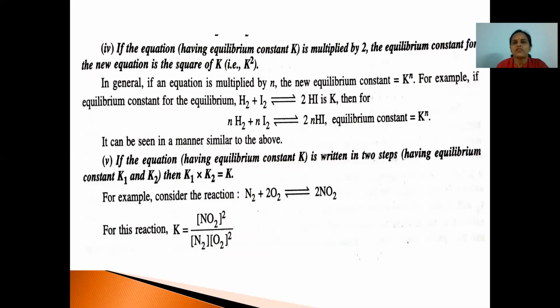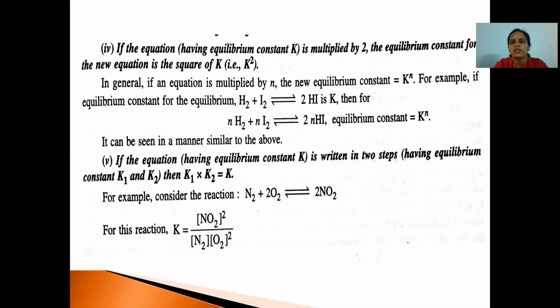The fourth characteristic feature is if the equation having equilibrium constant K is multiplied by 2, the equilibrium constant for the new equation is the square of K. You can consider an equation. If an equation is multiplied by n, the new equilibrium constant is equal to K raised to n.